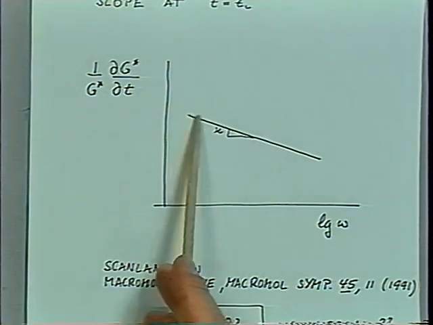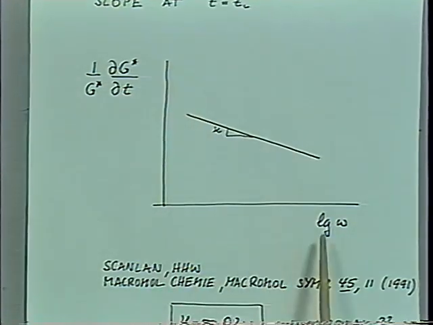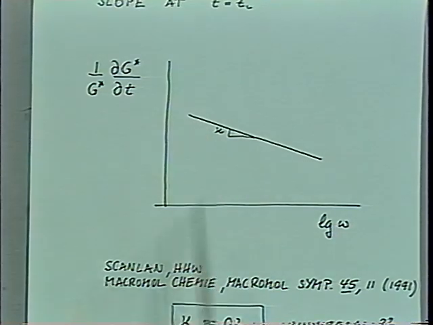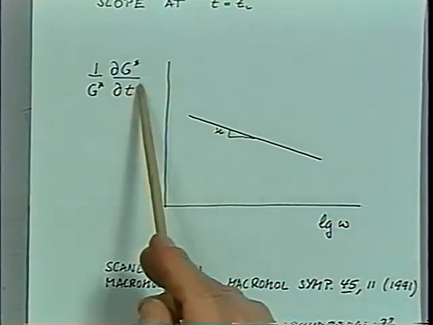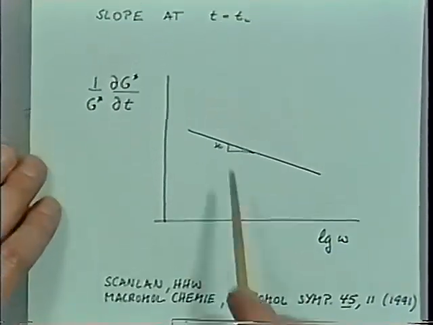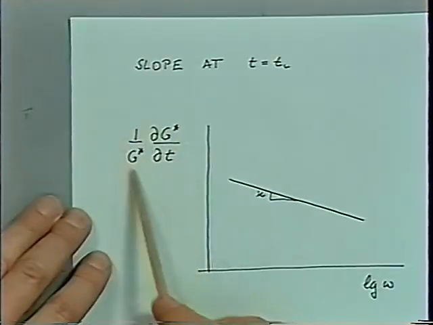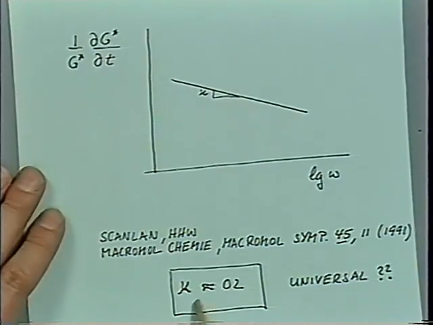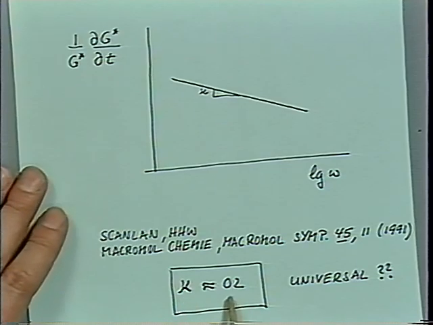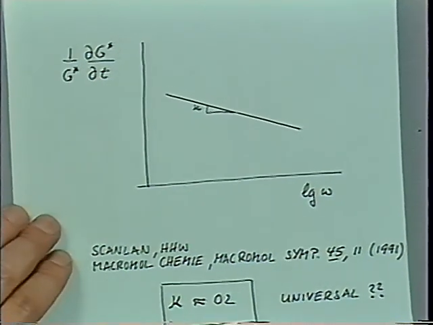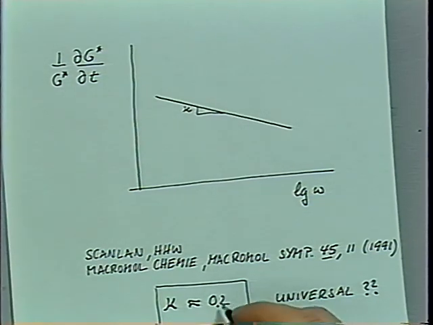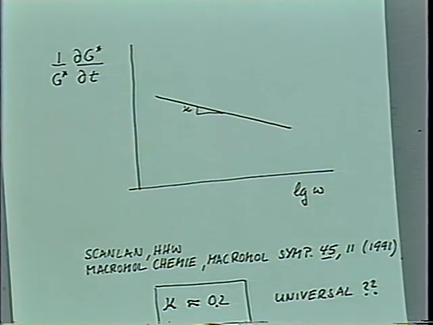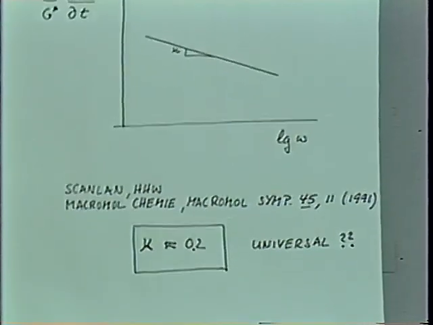And amazingly, it has a power law character. The slope is smaller and smaller as we go to lower and lower frequencies. And the exponent here, this changes with omega to some power, and the power is minus kappa. And kappa is 0.2. And surprisingly, we found 0.2 for all the samples we were looking at.